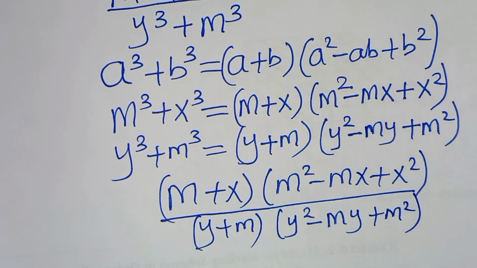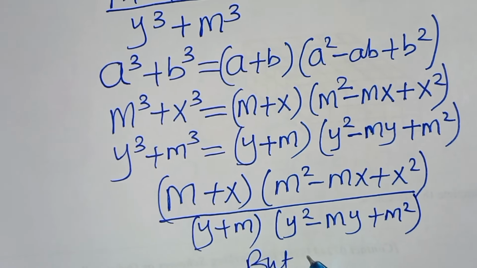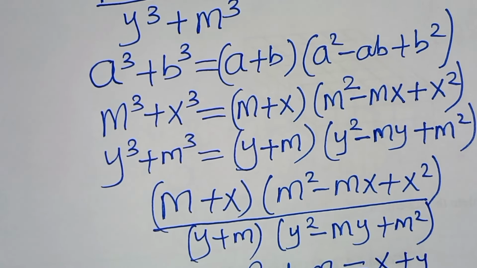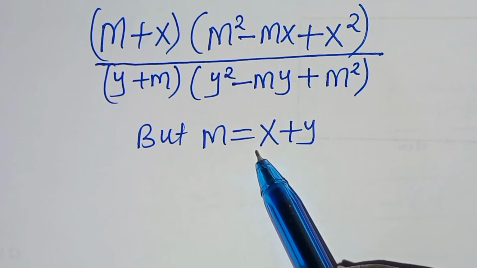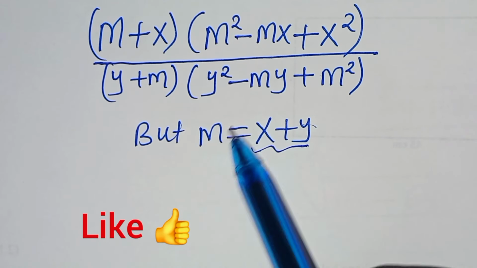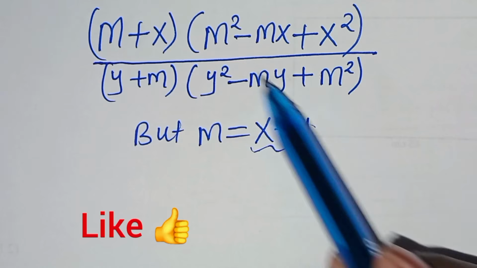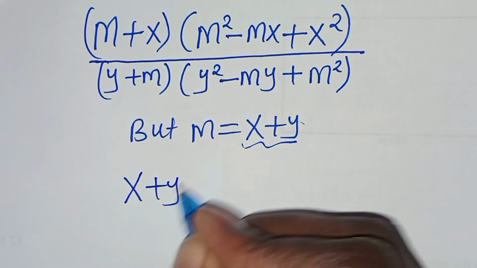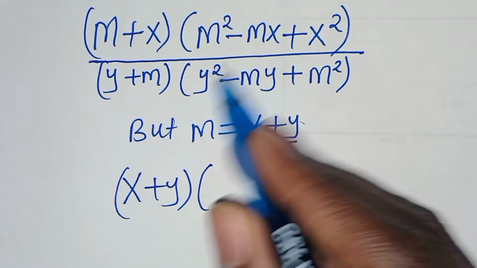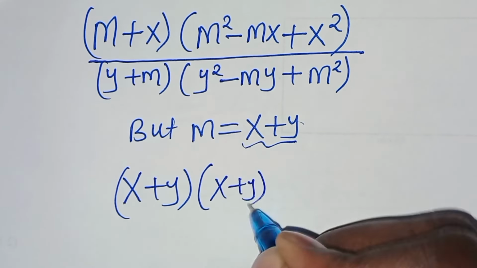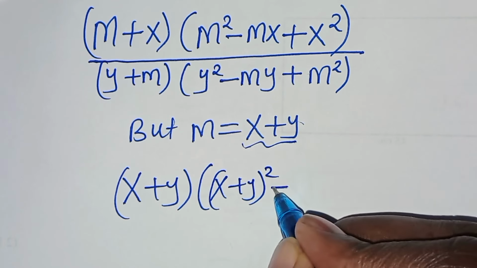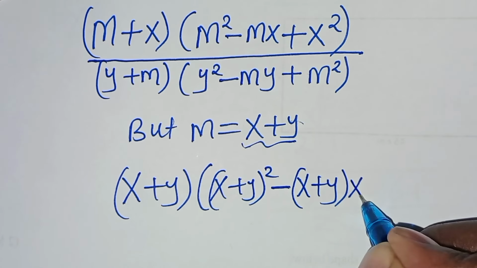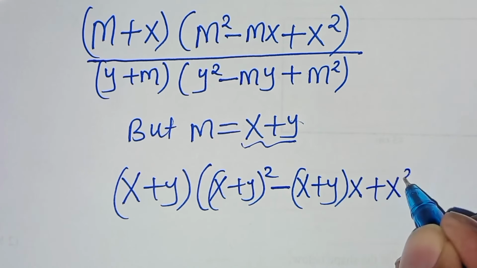But we have that m is equal to x plus y. So let's substitute the value of m here with x plus y. So we have in the numerator x plus y, then x plus y squared, then minus x plus y multiplied by x, then plus x squared.